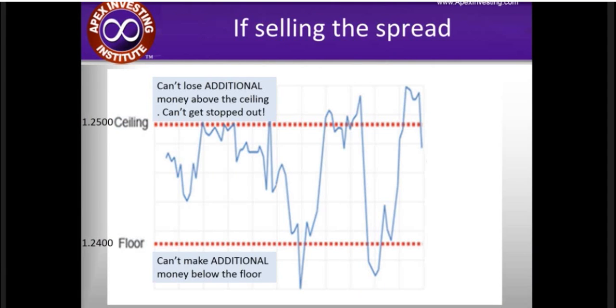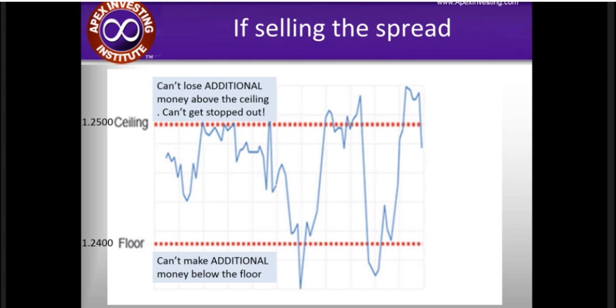So what does that mean? Well, remember I said there's defined risk, there's also defined reward. And I show you how to even open up the reward where there's no cap on reward in some of the other trainings that we do for free over at Apex Investing. But just to make sure you get the basic concept down, let's say I'm going short, I think oil's going down or euro dollar's going down or whatever. If I'm selling the spread, I can't lose any additional money above the ceiling. I can't get stopped out. And this is one of the things I love: you can be down, but not out on the trade.